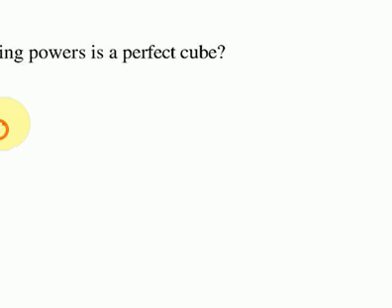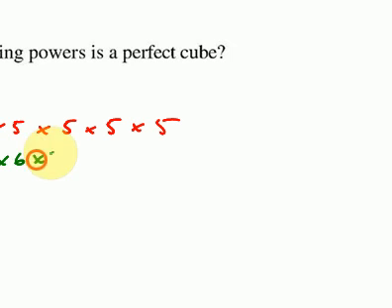5 times 5 times 5 times 5 times 5 times 5. Right, so there's 6 of them. How about 6 to the power of 4? 4 sixes. Okay, and then 9 squared is just 9 times 9.